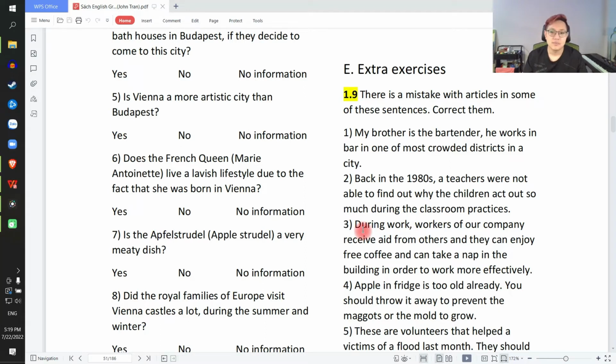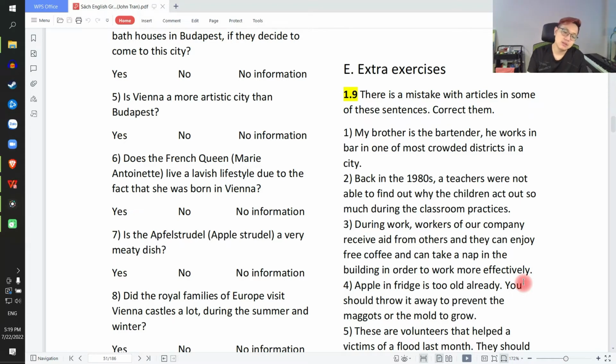Number 3 is correct. Everything is correct in number 3. Tất cả mọi thứ đều đúng ở câu 3 nha các bạn. During workers of our companies receive aid from others and they can enjoy free coffee and can take a nap in the building in order to work more efficiently.